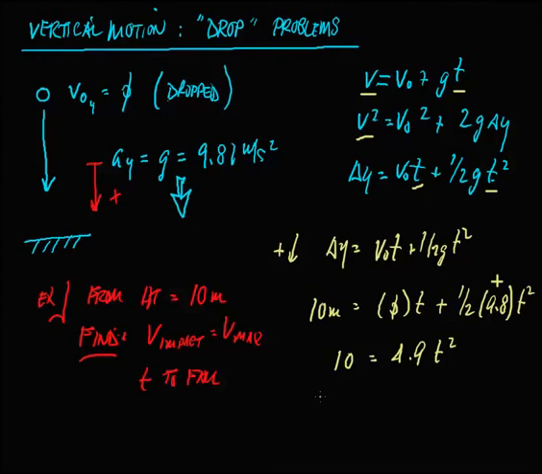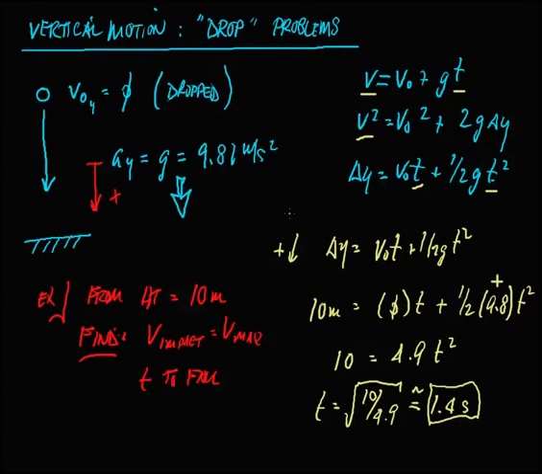If I go through and solve that, I'm going to get t equals the square root of 10 over 4.9, which is the square root of 2. It's somewhere around 1.4-ish seconds. Okay? Again, ballparking. But the key to this kind of problem is, if I pick positive down because that's the direction, I make sure gravity's downward.